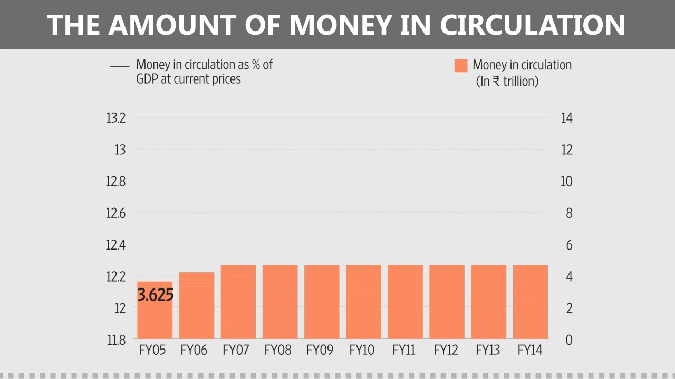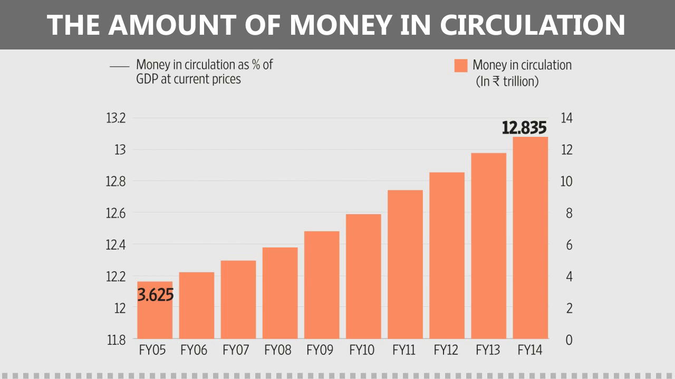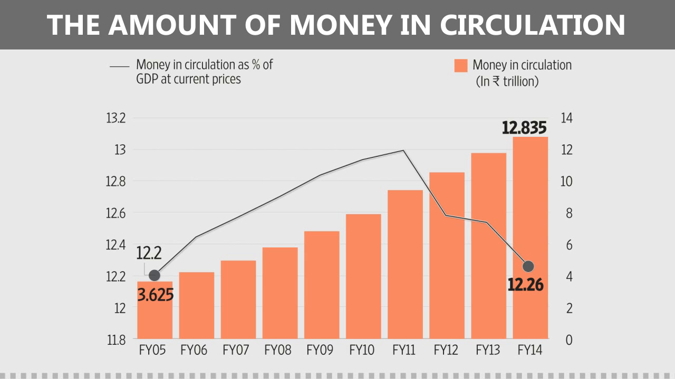The amount of money in circulation. The graph shows the total value of money in circulation in note form. The amount of money available has increased pretty steadily due to sustained inflation, and the growth in money supply has more or less matched the pace of GDP growth.